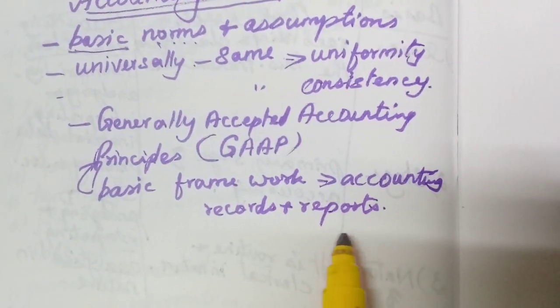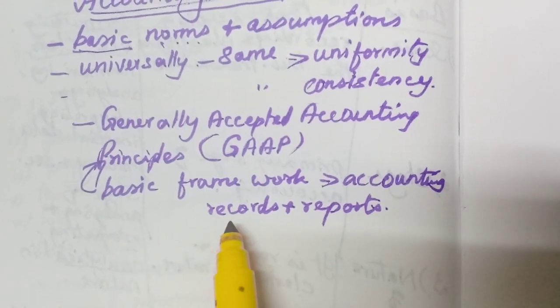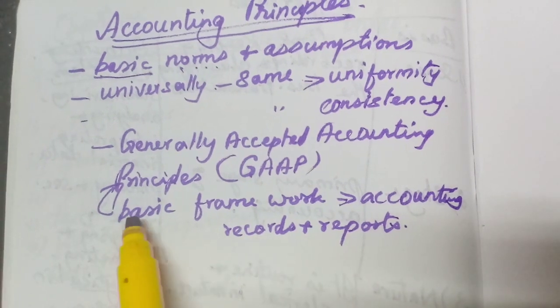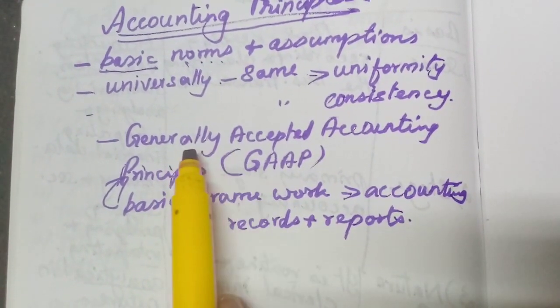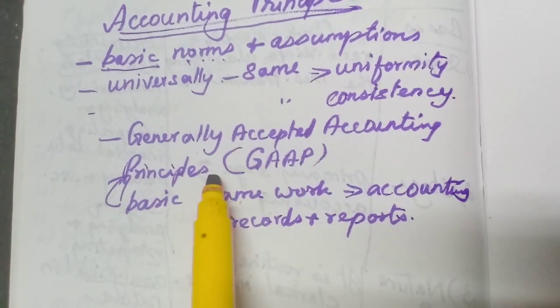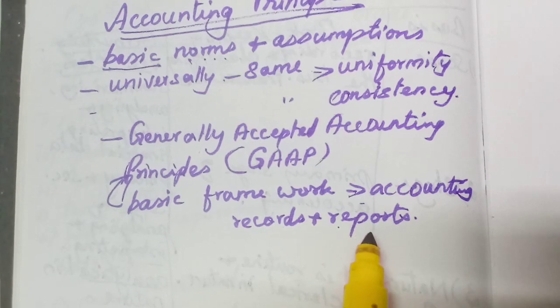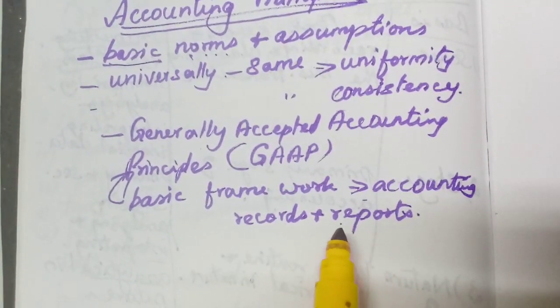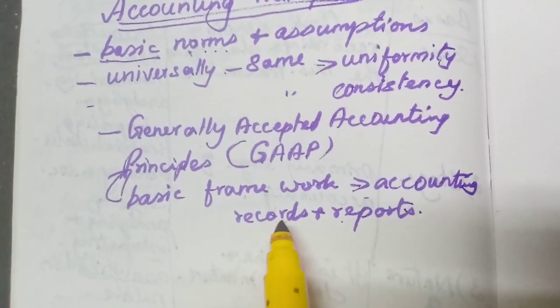It looks beautiful, isn't it? It will be within that framework. It will not be shapeless. It will have a full shape if it is within this framework. That means if we follow these generally accepted accounting principles all over the world, then the accounting records and reports get a beautiful shape. That means everybody can understand. Okay, those are the accounting principles you might have studied.